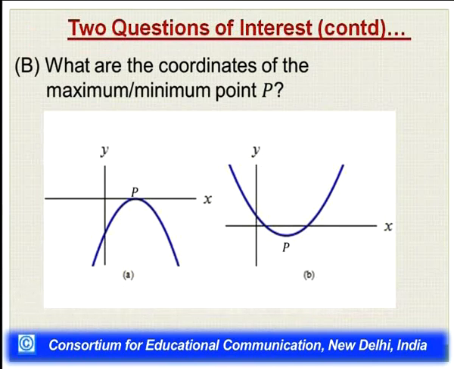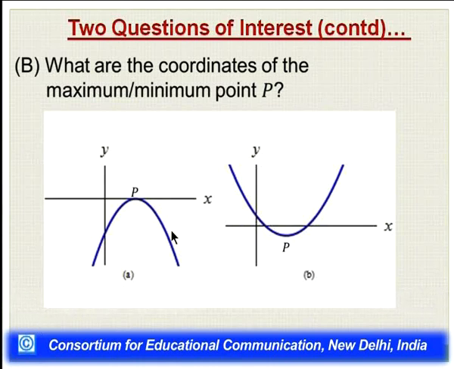Now, this was as far as the first question of interest was concerned, which was related to the zeros of a quadratic function. Now we're going to talk about the second main area of focus for this topic, which is the coordinates of the maximum or minimum point for a quadratic function. And here, note that the maximum or minimum point, which I have represented here as P on the slide, is nothing but the vertex of the parabola.